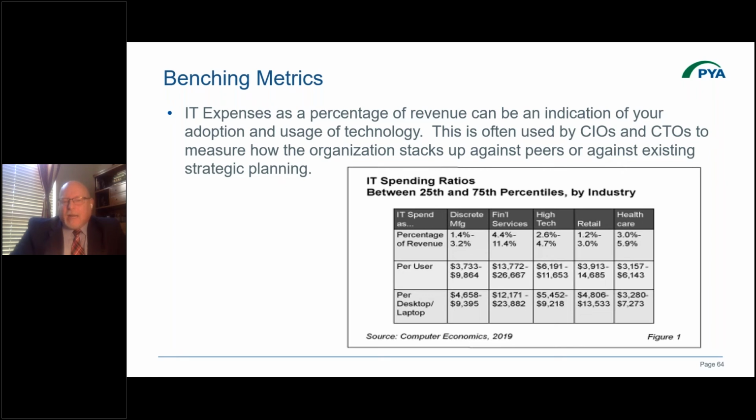So since then, it's kind of normalized, and there are really two benchmark metrics that I typically work with. One is the percentage of revenue, and this is more of a sales approach. If I'm the vendor, I kind of like this one. It allows me to show you that my product is not as expensive as the other folks'. And for healthcare, that percentage of revenue runs in that 3 to 6%. Strangely enough, it's going to be very close to the IT expenses as well.